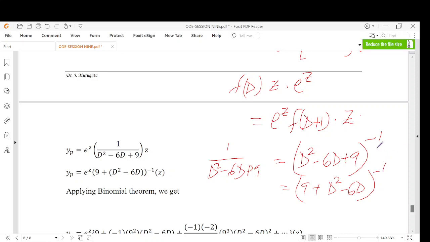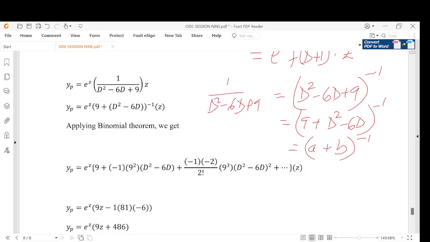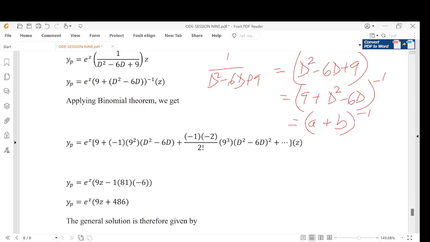Notice that we can bring the 9 here forward. So we start with 9, then we add D squared and subtract 6D. So we are going to apply the binomial theorem. We are going to think of this as being of the form a plus b raised to power negative 1. So when we are expanding a plus b raised to power negative 1, the first term would be a, the next term would be minus 1 times a squared times b.